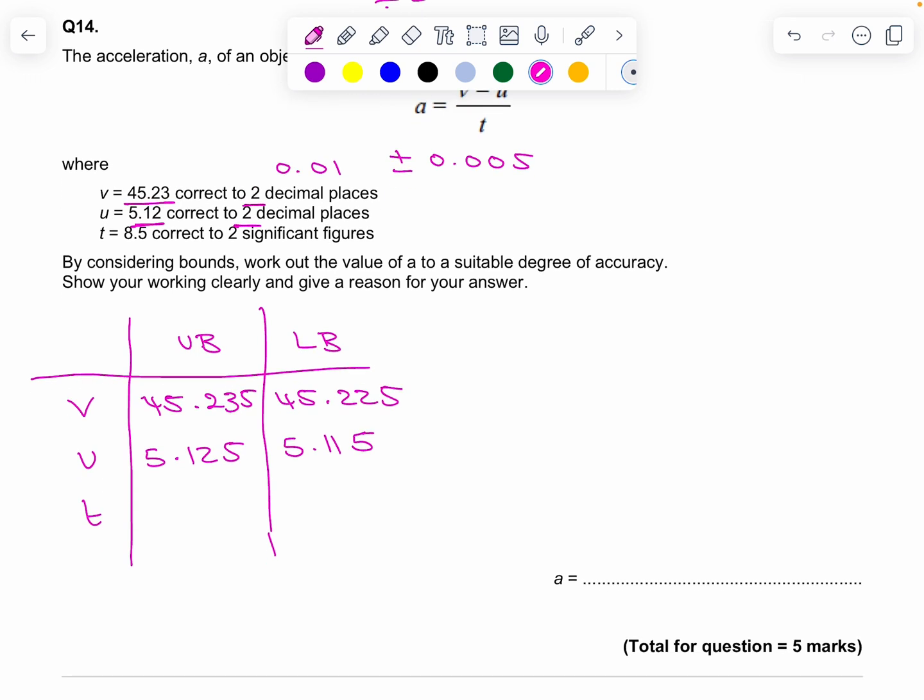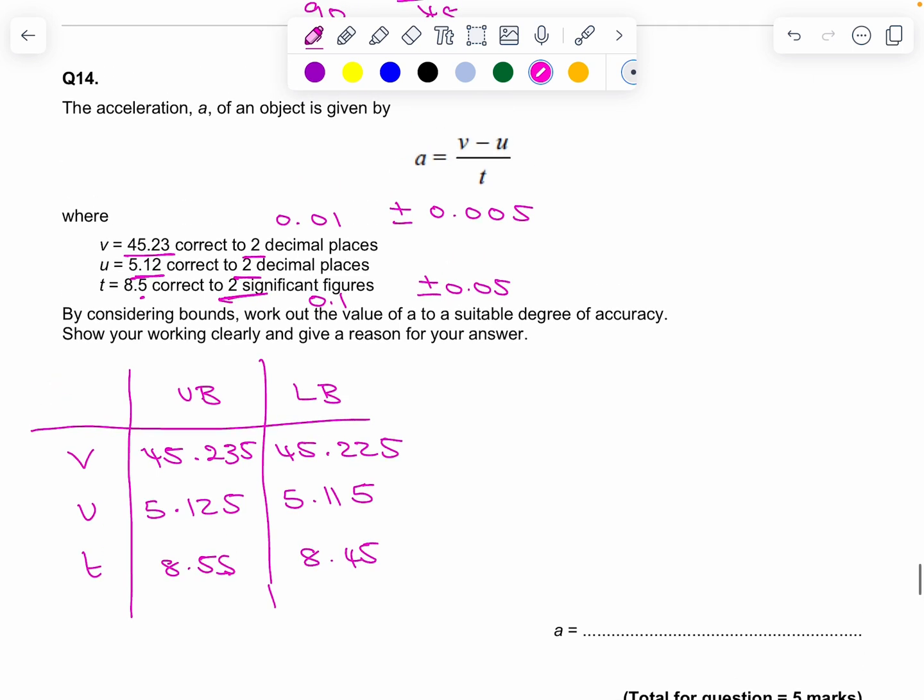Okay, with T I need to be a little bit careful. It says to two significant figures. Now, the last significant figure to two significant figures is to the nearest 0.1. Half of 0.1 is 0.05. So we're going to add or subtract 0.05 to find our upper and lower bounds. So the upper bound is 8.55 and our lower bound is 8.45. So I think that got you 1 or 2 marks.